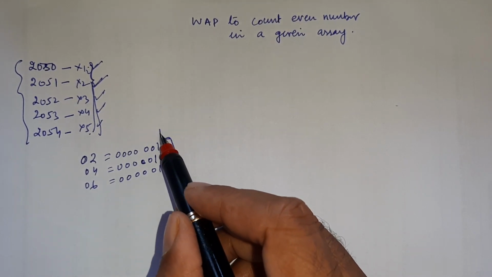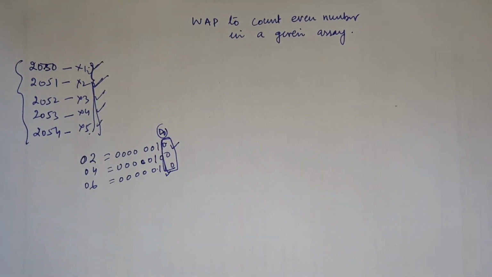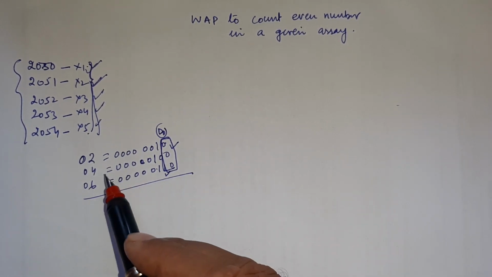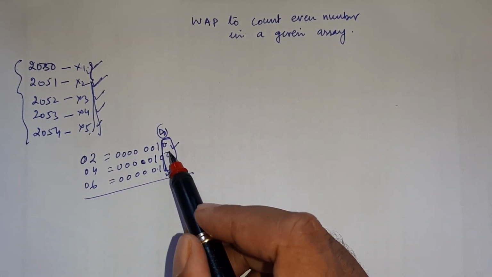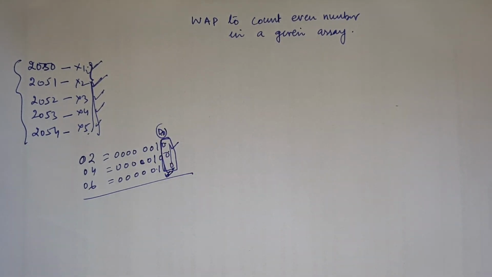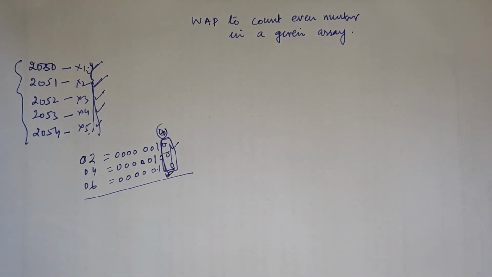If the D0 bit of any number is 0, that number is an even number. And when you take an odd number, definitely there will be 1. So if the D0 bit of any number is 0, that number is an even number. So basically we have to work on this bit only.